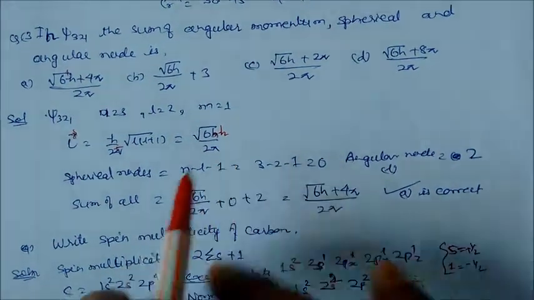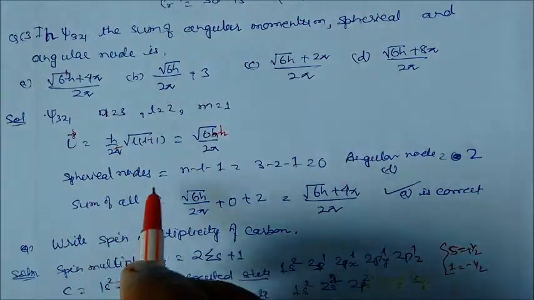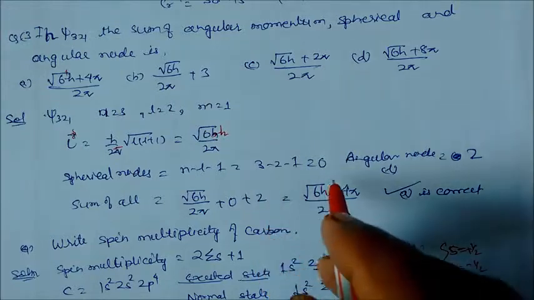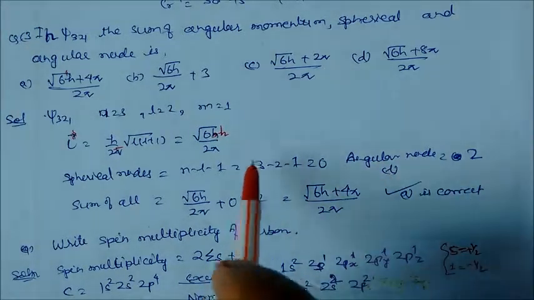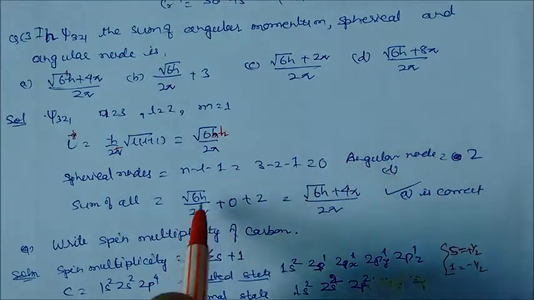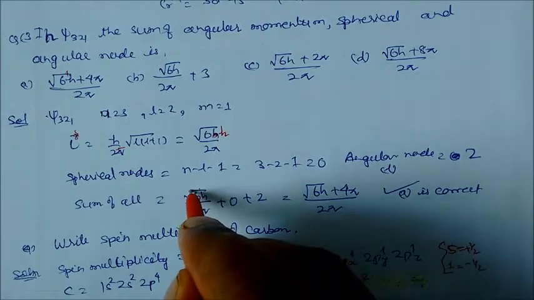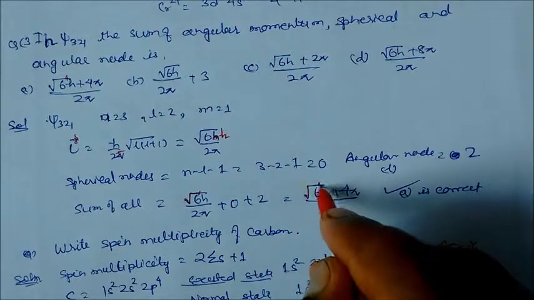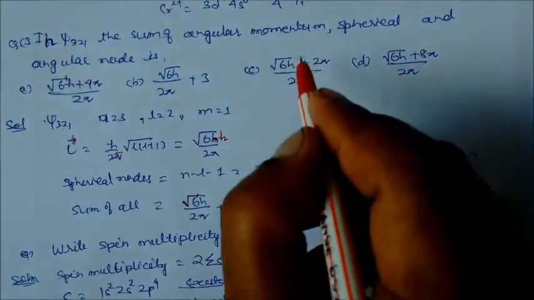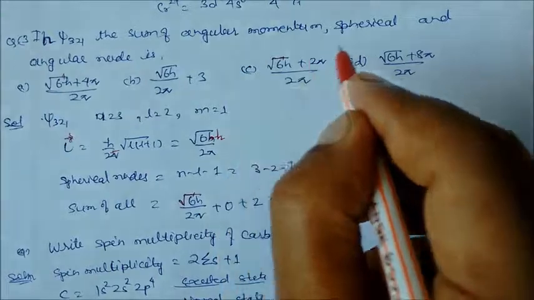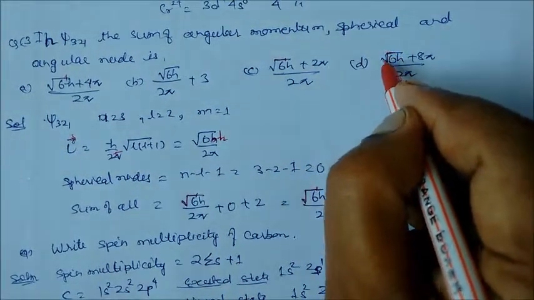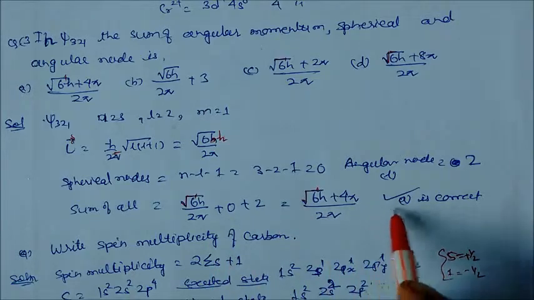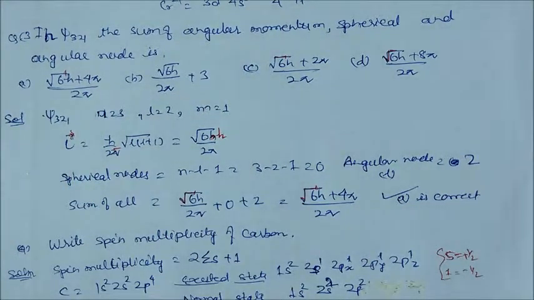So this will be h by 2 pi. Spherical nodes: n minus l minus 1. This will be 3 minus 2 minus 1. So angular node is 2. So add this one, this one, this one, this one. So it will be again outside. Wrongly I have written here, please mark it. This is wrong, so here also all wrong is there. Please mark it properly. So root 6 h by 2 pi plus 2, that is 4 pi. So A is actually the correct answer here.